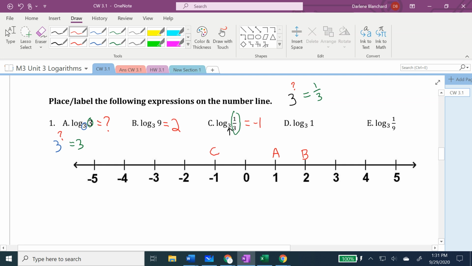As we go through these first few classworks and homeworks, I'm hoping you'll see why I put Unit 2 in. I needed you to spend more time with exponential expressions to get a better feel for them, so that when you come here to logarithms, you're already seeing the negative exponents because they are making sense to you more than before Unit 2. All right. Then I'm moving on to letter D.